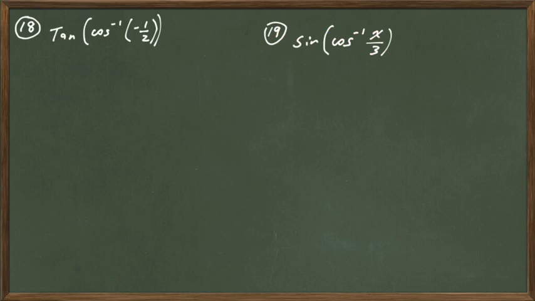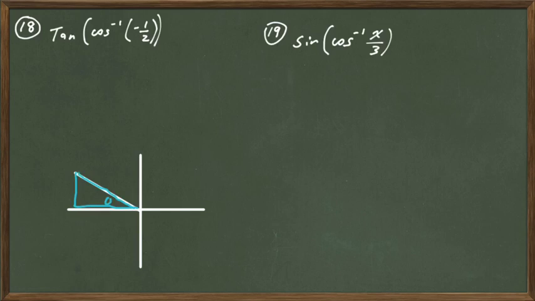Now on this one, we want to do the tangent of the arc cosine of negative 1/2. So to do this, I have to realize the angle whose cosine is negative 1/2. Cosine is the x. It's negative in quadrant 2 and 3. But if you remember, our arc cosine can only come from 1 and 2. So it's in quadrant 2. So I'm going to make my angle. I'm going to label it theta. Cosine is adjacent over hypotenuse.